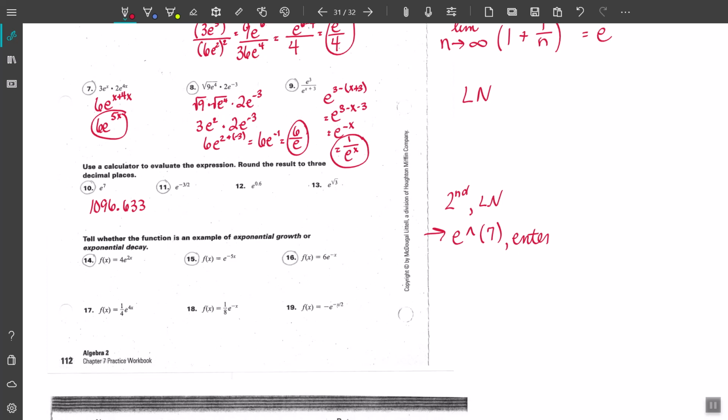All right, if you try the same thing on number 11 again, so second ln, I'm going to write it out right here, it should come up with e caret opening parentheses. If it doesn't come up with the opening parentheses, put it in. We need to keep these exponents in parentheses, especially when we're dealing with more complicated ones.